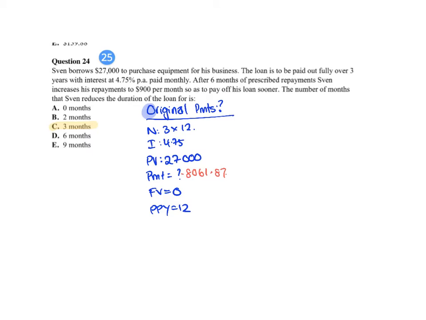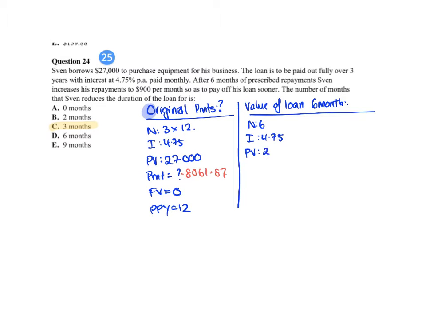So we know that he's paying this originally. So what we want to know is the value of the loan at 6 months. So what I'm going to do is N will be 6. I is still 4.75. PV, he still started off with borrowing that 27,000. The payments, I'm now going to put in as 8061.87, and this is what I want to know at the end of 6 months.